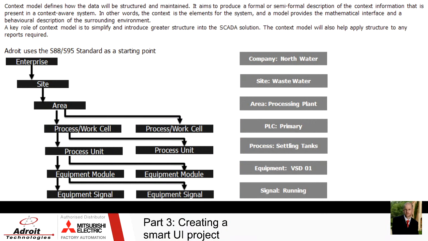So in Adroit, we use a context model to define our data structure. If you look on the screen, you'll see that we've got a hierarchical structure. This is an S88/S95 standard. It's a batching standard out of Europe, I believe. And it forms the basis of a starting point for us on how to structure our projects and our data. Guys, this is just merely a starting point.